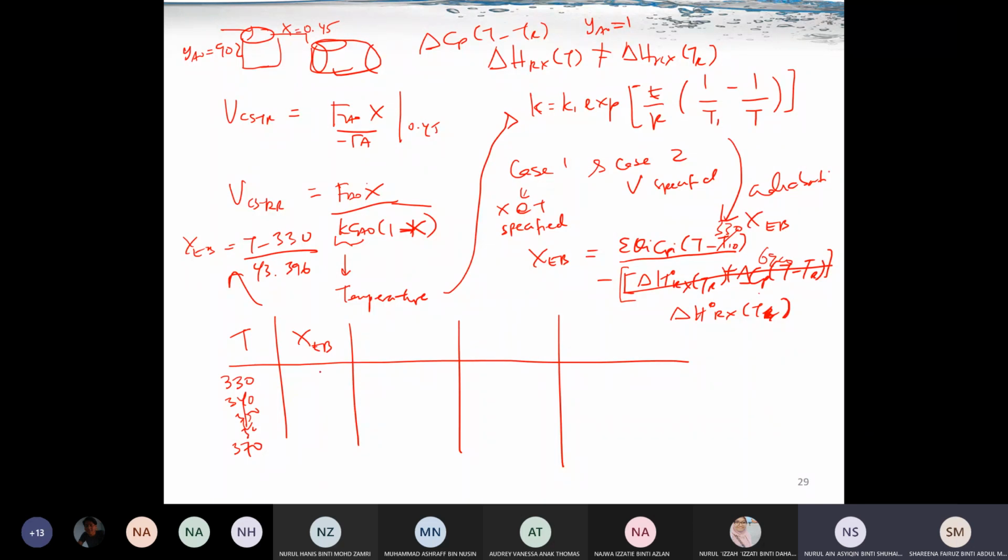Once you get the XEB, you can also calculate the K. Because K, when you just vary the T here, the information of E and K1 is already given in the question. Just substitute the value of T for the various temperatures. Then you will be able to get negative RA equal to KCA0 times (1 minus XE). So here you will get FA0 over negative RA. This one is for the PFR.